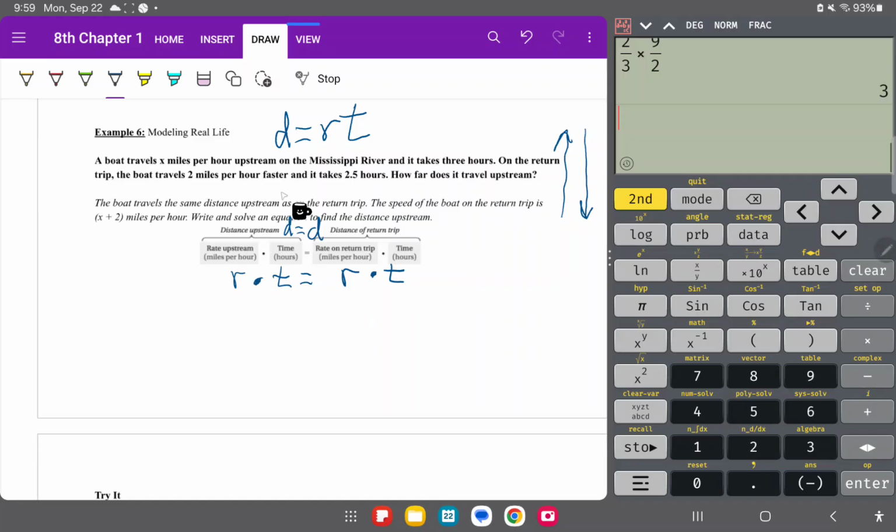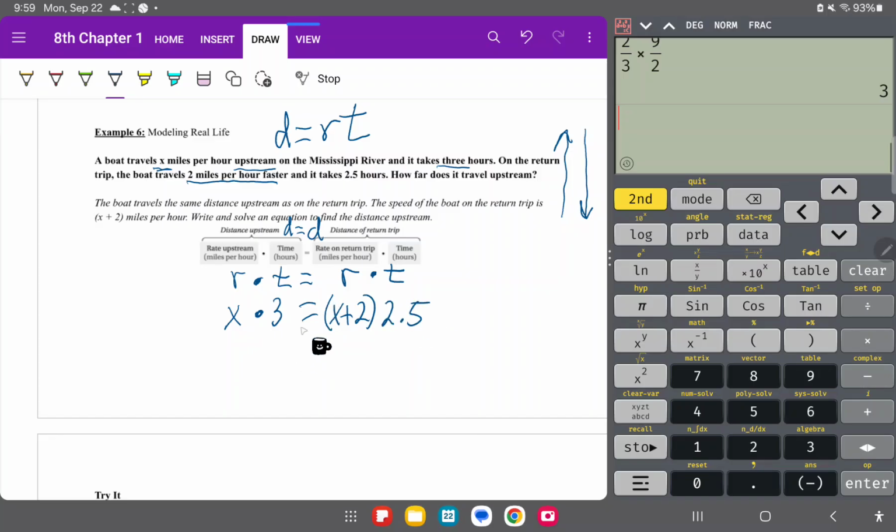Okay, so going upstream right here, what was the rate? Well, we don't know. That's what we're looking for. So that's just x. And then what was the time? 3 hours. Now, what was the rate coming back downstream? Well, just 2 miles an hour faster. So if we went x the first time, we're going x plus 2 coming back down. And then the time, since he's going faster, it took less time, like that.